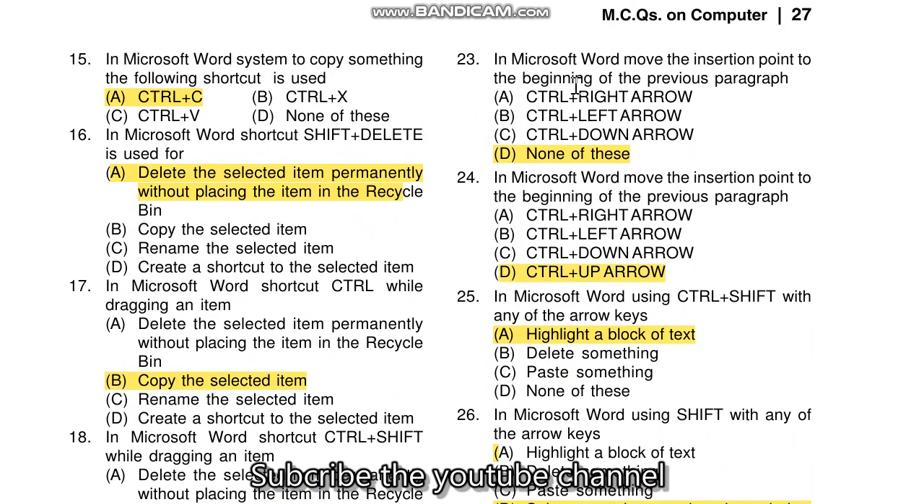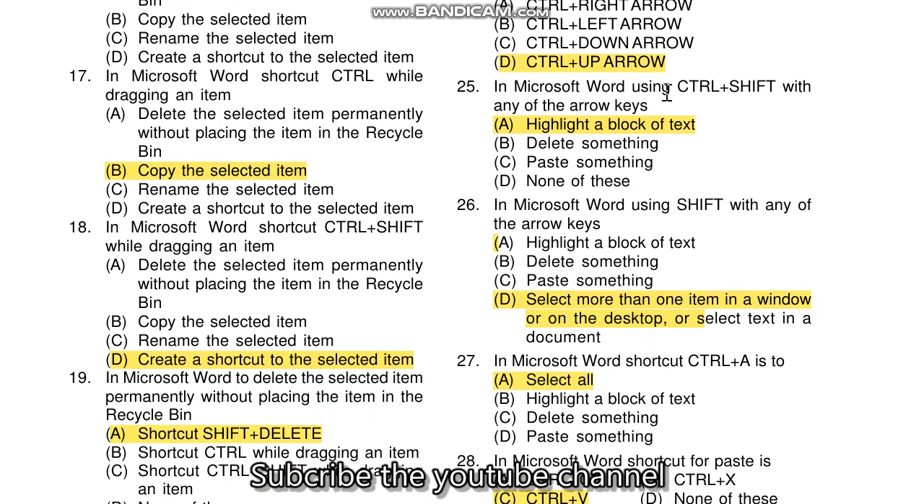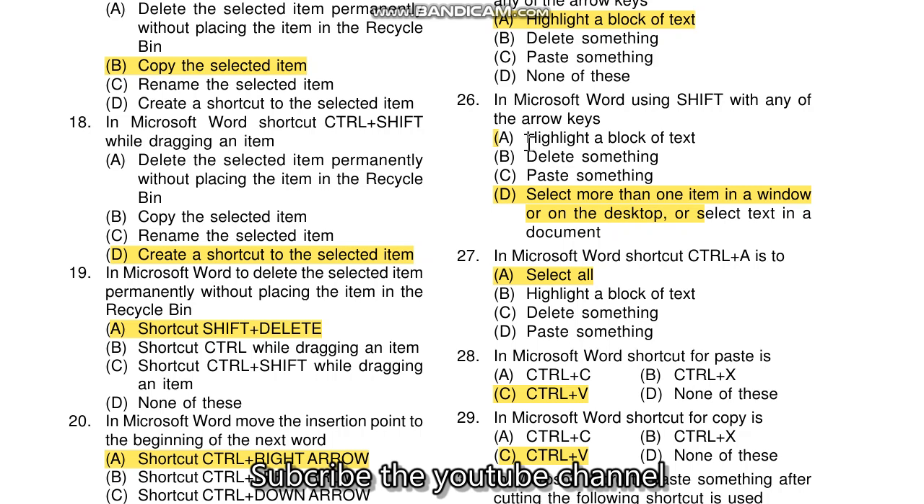Question number 23: in Microsoft Word, move the insertion point to the beginning of the previous paragraph. None of the above. Question 24: in Microsoft Word, move the insertion point to the beginning of the previous paragraph, Ctrl+up arrow. Question number 25: in Microsoft Word, using Ctrl+Shift with any of the arrow keys highlights a block of text. Question 26: using Shift with any of the arrow keys selects more than one item in a window or on the desktop, or selected text in a document.